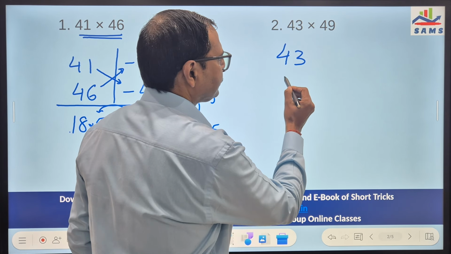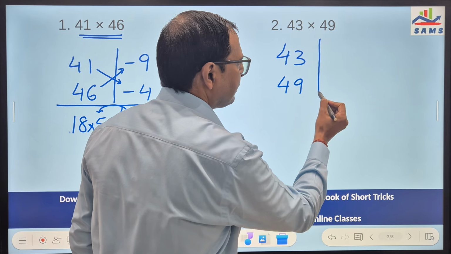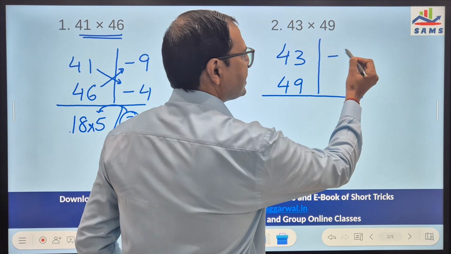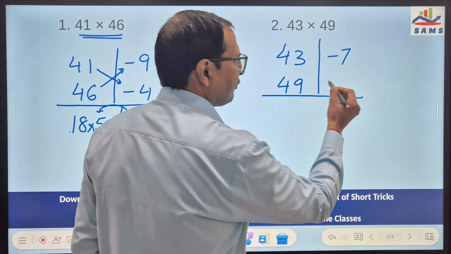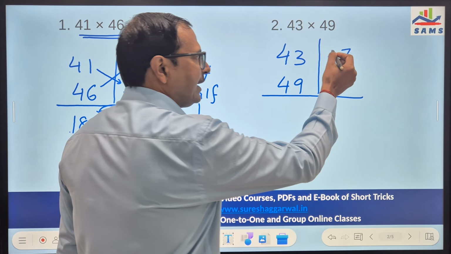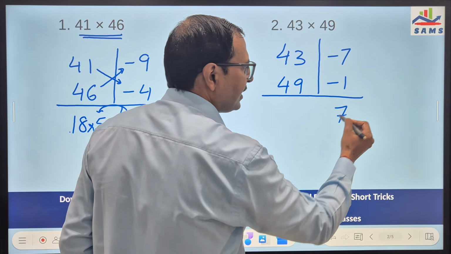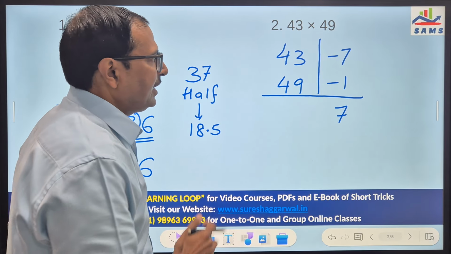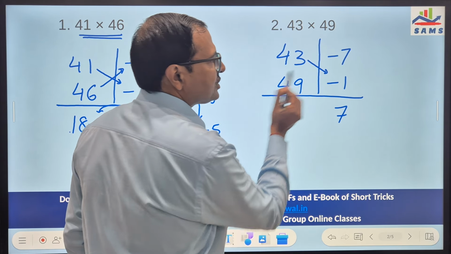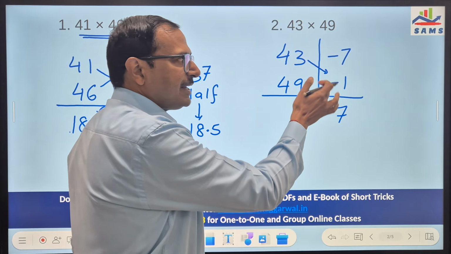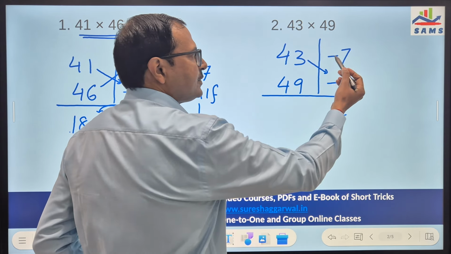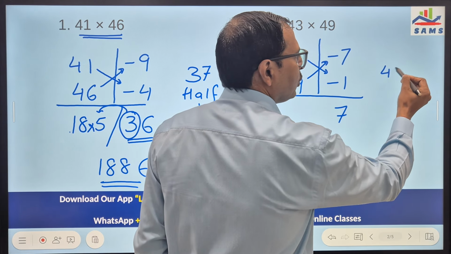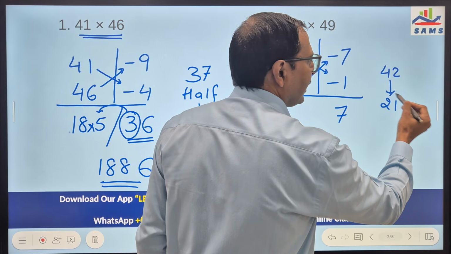Now let's check what happens when we do 43 times 49. Here is 43 and 49 separated by a vertical and a horizontal line. Now this has a deficit of 7, so minus 7. This has a deficit of 1, so minus 1. When you multiply these two, you get 7, a single digit number. And now the important thing. Here the difference between these two is 42. So 43 minus 1 is 42. And the difference between these two is again 42. And half of 42 is 21.